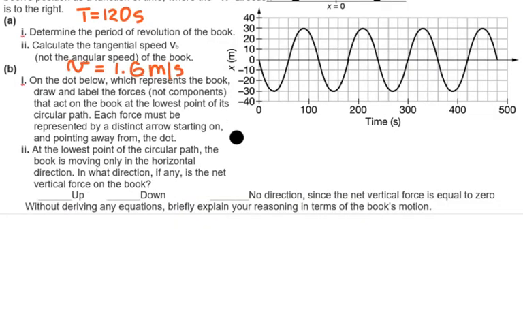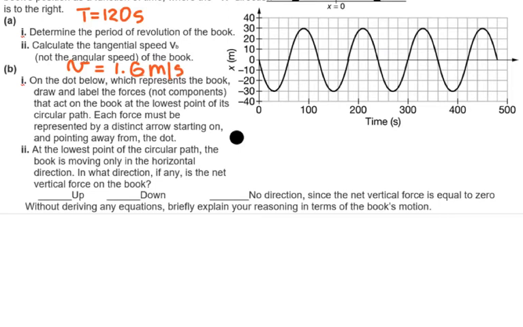For the next part, they ask, on the dot below, which represents the book, draw and label the forces, not the components, that act on the book at the lowest point of its circular path. Each force must be represented by a distinct arrow starting on and pointing away from the dot. And then for the second part, they ask, at the lowest point of the circular path, the book is moving only in the horizontal direction. In what direction, if any, is the net vertical force on the book?